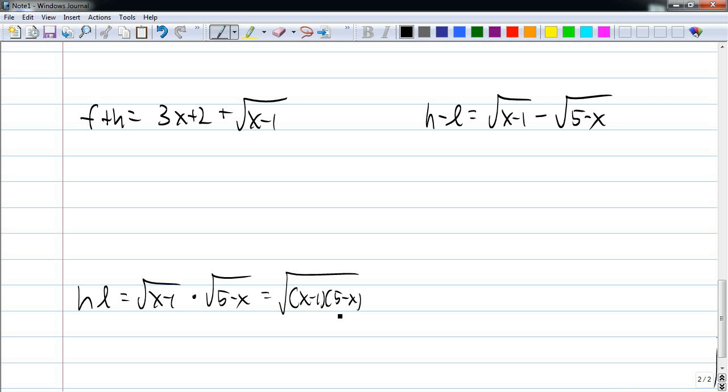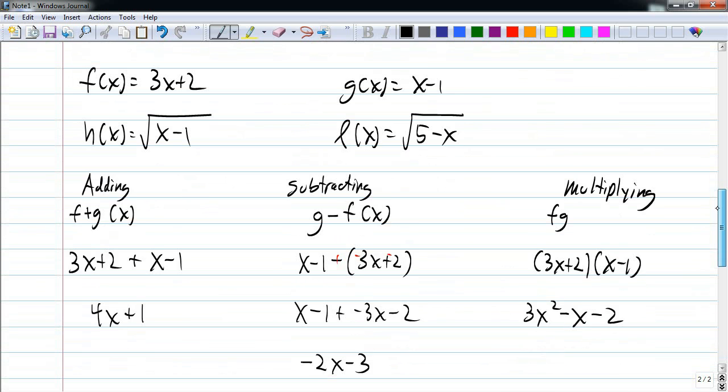Okay, so adding, subtracting, and multiplying two functions together is pretty easy. It's very intuitive. Let's talk about the domain of the result, because here's the thing. F is a function, so it takes x's and churns out y values. G is a function. It takes x's and churns out y values. So if I add f and g together, my resulting function can only accept x values that work in f and in g.